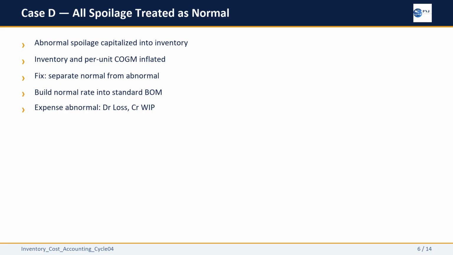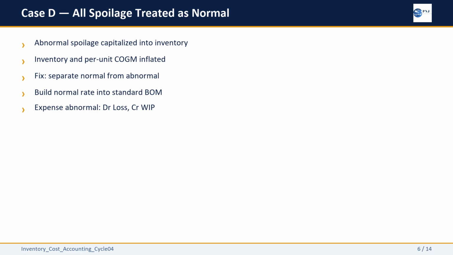Case D is about a misclassification that inflates the balance sheet. All spoilage is treated as normal and absorbed into cost of goods manufactured, the COGM. But some of it is abnormal, caused by a machine malfunction, and capitalizing that into inventory inflates both the inventory balance and the per unit cost.